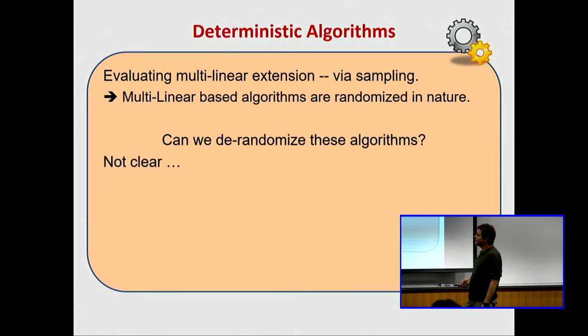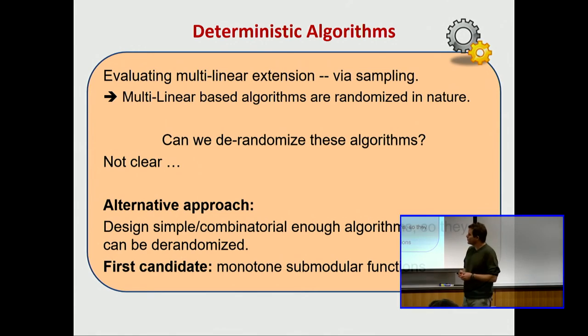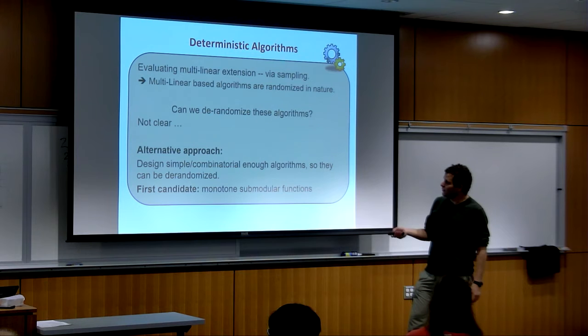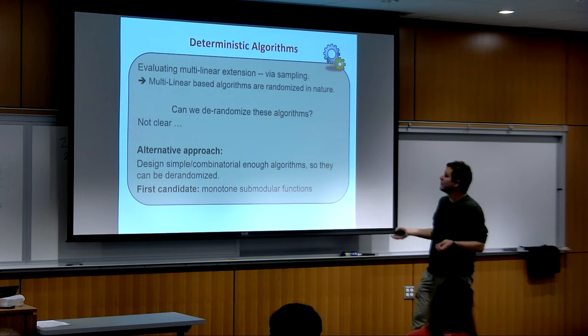But if you can't de-randomize them, then what you should do is the alternative approach of designing simple, combinatorial algorithms that can be de-randomized. Simple is not well defined. The first candidate to choose to construct such algorithms are monotone submodular functions, because there we know the answer. In the randomized case, it is 1 minus 1 over e. In the non-monotone case, we don't even know the answer.